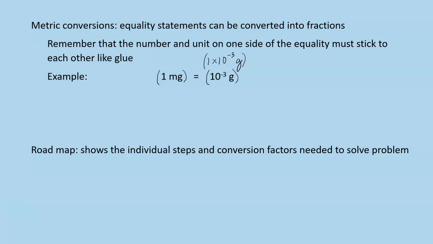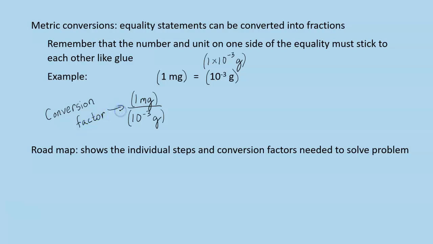If I want to create a conversion factor using the equality that I'm given, I'm going to choose to put the 1 milligram on top. That forces the other side of the equality, the 10 to the negative third grams, to go on the bottom. Notice how those numbers and those units are staying together. This is what we call a conversion factor, and we will use those often in chemistry.